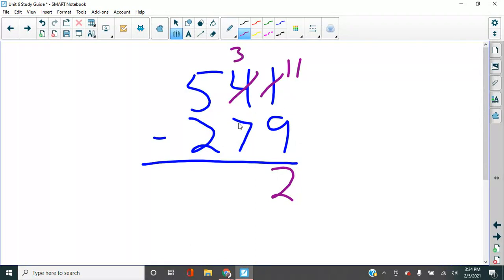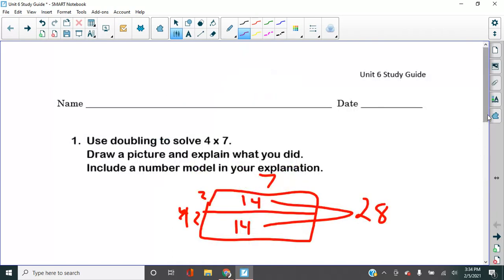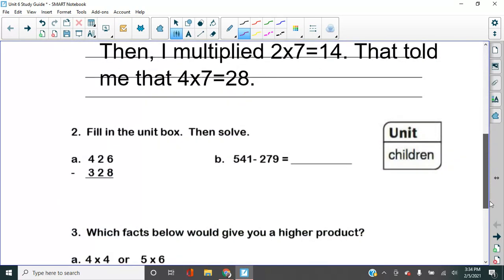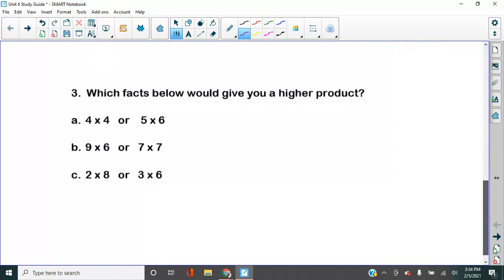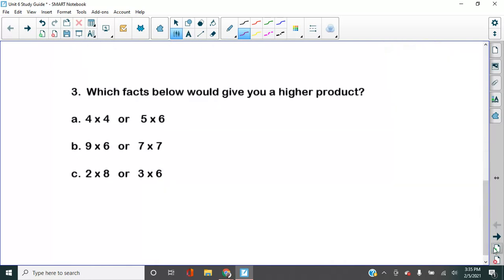3 minus 7, another big bottom. Big bottom, borrow. A lot of borrowing on these two problems. You don't borrow on everything, but if you see that bigger number on the bottom, then you certainly have to borrow. Okay, if you got 262, great. If not, look and listen. You can go back and rewatch part of this too to see where your error was. That's part of what this review is for, for us to see what we might need to work on a little bit more before the upcoming Unit 6 math test.